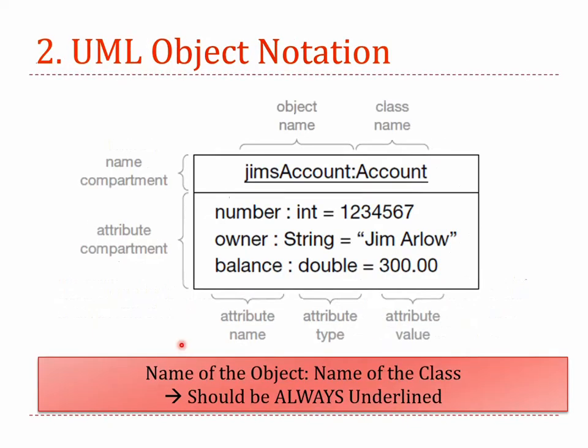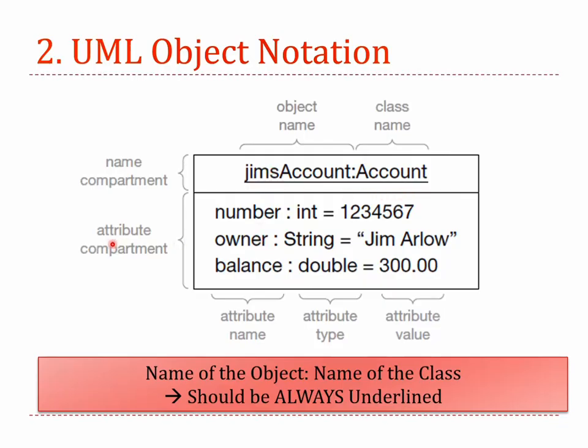In UML, objects are represented using standard notation. The standard UML object notation is a rectangle symbol with two compartments. In the first compartment, the name of the object is written, followed by a colon and then the class name. Remember students, always the object name and class name will be underlined.